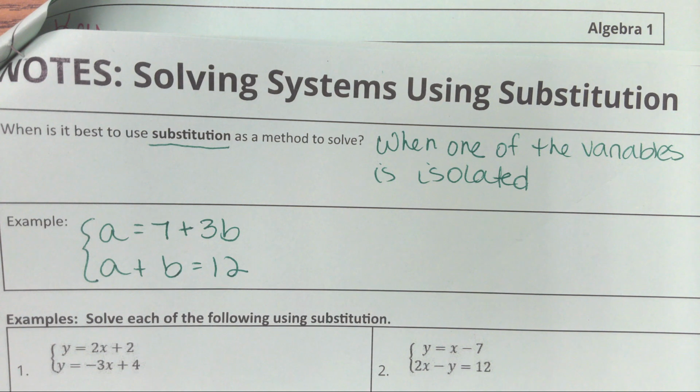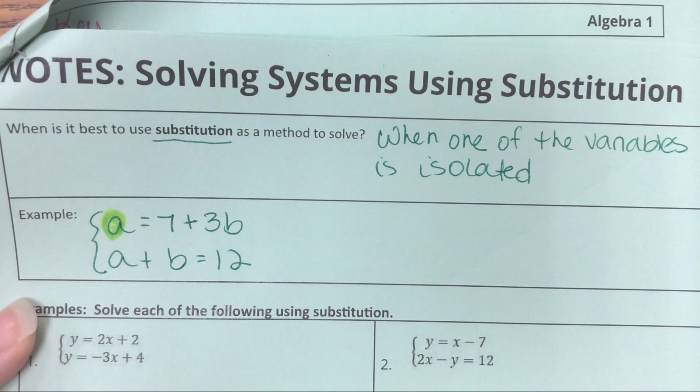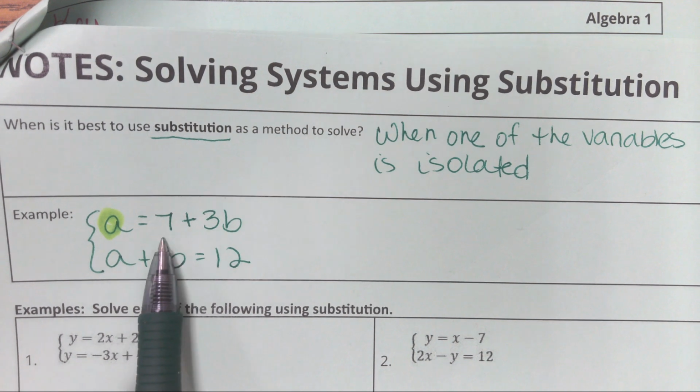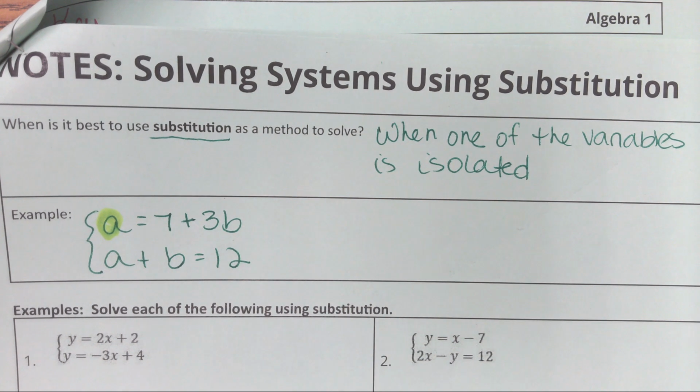There's one variable that's all alone on one of the sides of the equations in one of them. Can you pick it out? It's A, yes. That A right there is isolated. And so what substitution would mean is, I can take an A out and I can replace it with the expression 7 plus 3B. We're going to do the substitution in a minute.